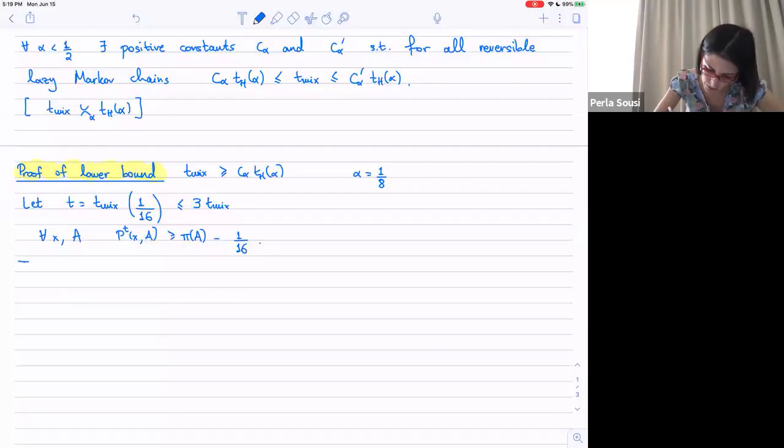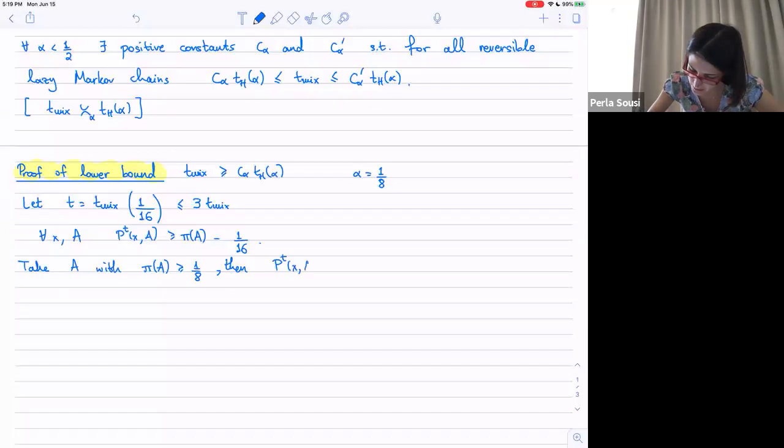And so if we now take A with pi of A greater than or equal to 1/8, then we get that P^T(X,A) is greater than or equal to 1 over 16. And this is true for all X. So this is good news, because now starting from X, we have probability at least 1 over 16 of being in A after time T.